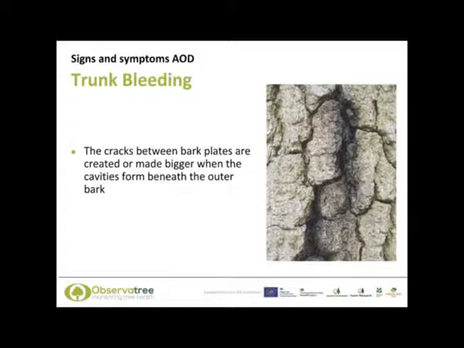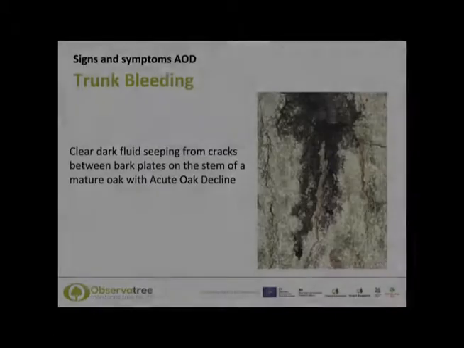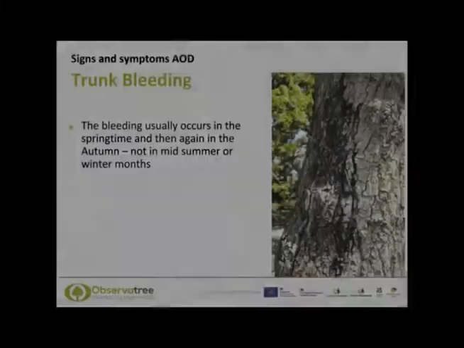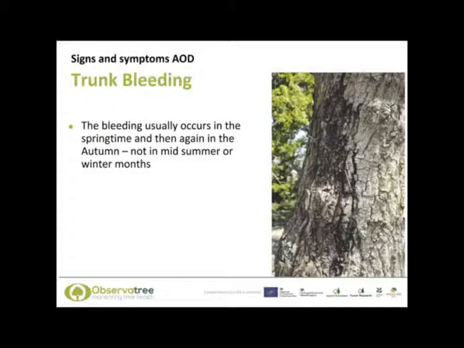So once these inner bark cavities form, then cracks like this appear between bark plates in overlying areas. And here we can see some clear dark fluid seeping from cracks between bark plates. So when might we see this bleeding? The bleeding usually occurs in the springtime and then again in the autumn, so not in the midsummer or midwinter months. Although the actual bleeding occurs only at certain times of the year, we still may see evidence of the bleeds throughout the year as the bleed stains the bark, leaving black streaks on the stems.